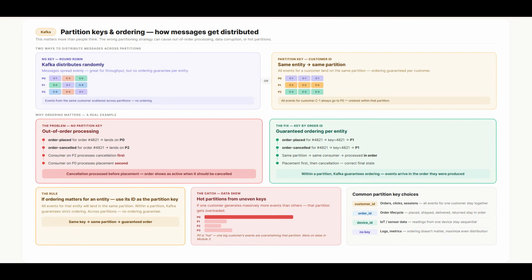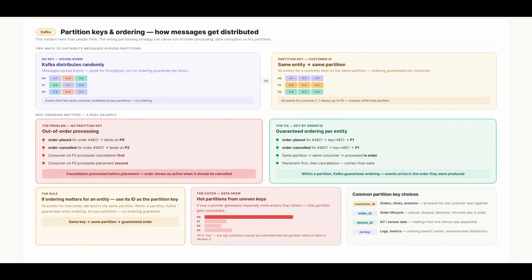Why does ordering matter? Because if you have an order placed event and then an order cancelled event for the same order, and they end up on different partitions, different consumers might process them out of order. You could process the cancellation before the placement. That's a problem. The rule is, if ordering matters for a given entity, use that entity's ID as your partition key. All events for that entity will be in the same partition, and within a partition, Kafka guarantees ordering.